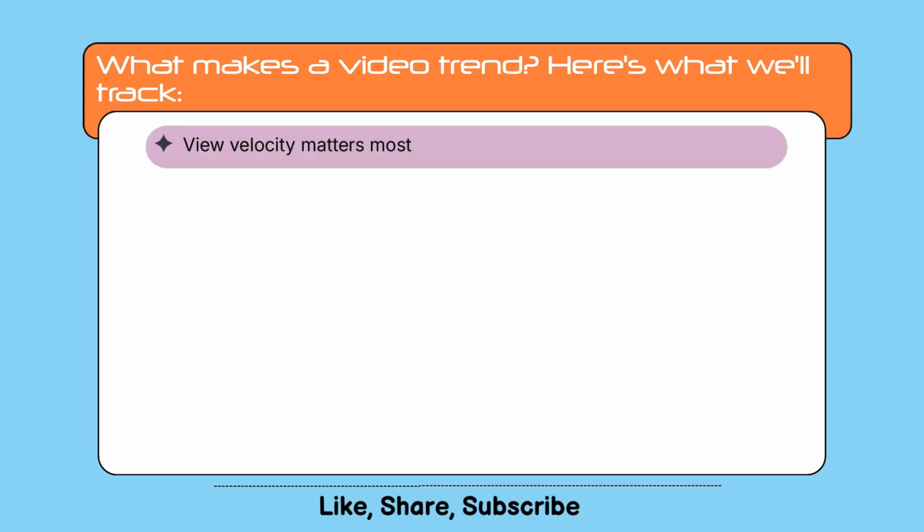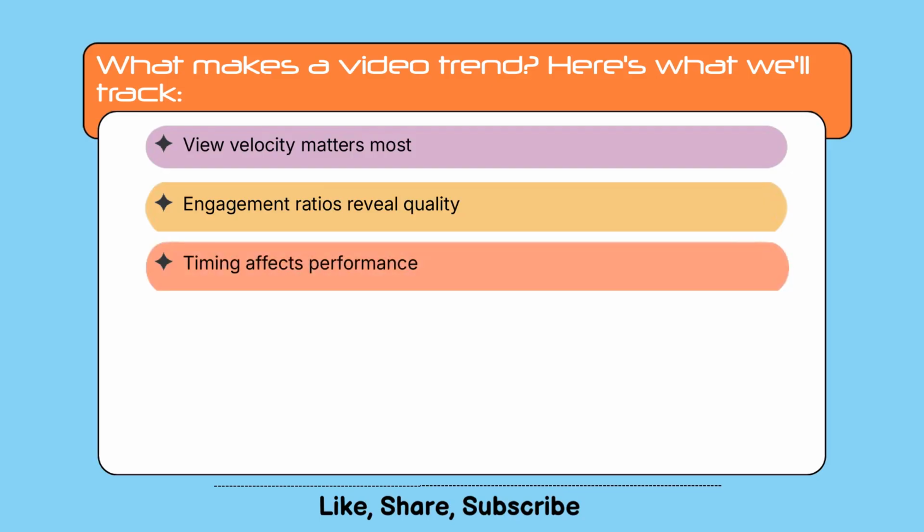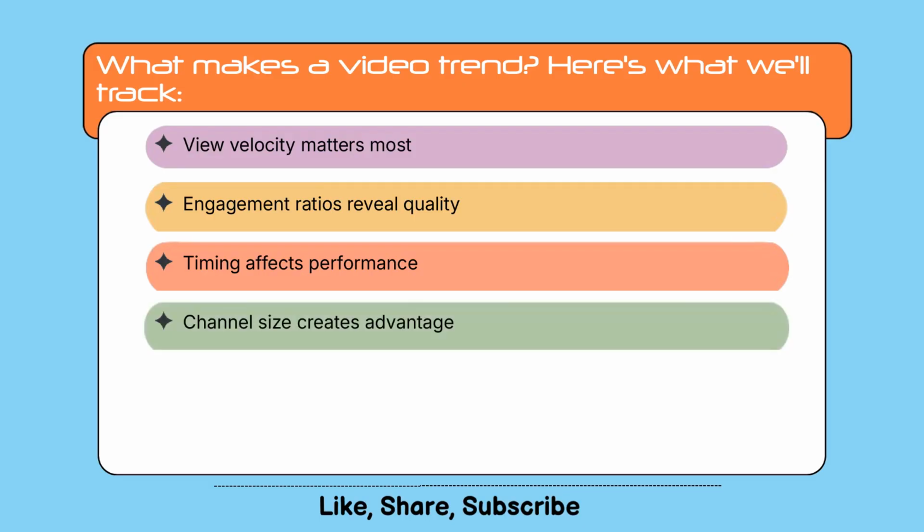What makes a video trend? Here's what we'll track. View count and velocity, how fast views accumulate. Like to view ratio, showing engagement quality. Comment count, indicating community interaction. Upload timing and thumbnail optimization. Video length and audience retention patterns. Channel authority and subscriber base impact.